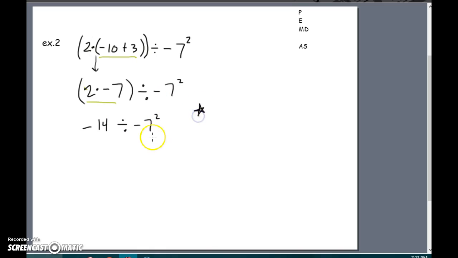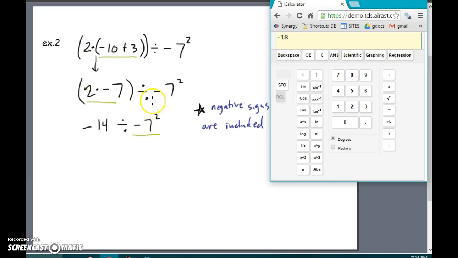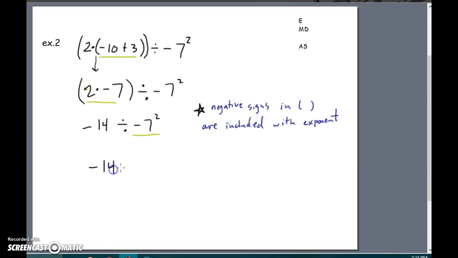Now I want you to make just a quick note, because we've got an exponent. And there's some important things that you need to know about exponents to avoid mistakes. What you need to know is when typing it in the calculator, make sure that the negative is not included in parentheses. So negative signs in parentheses are included with the exponent. So this negative sign is not in parentheses, so it is not included with the exponent. So let's go ahead and simplify the exponent now. We'll pull up the calculator, go ahead and clear, and then I'm going to type it in just as it is. Negative 7 with no parentheses, squared equals negative 49. So I can go ahead and rewrite this as negative 14 divided by a negative 49.